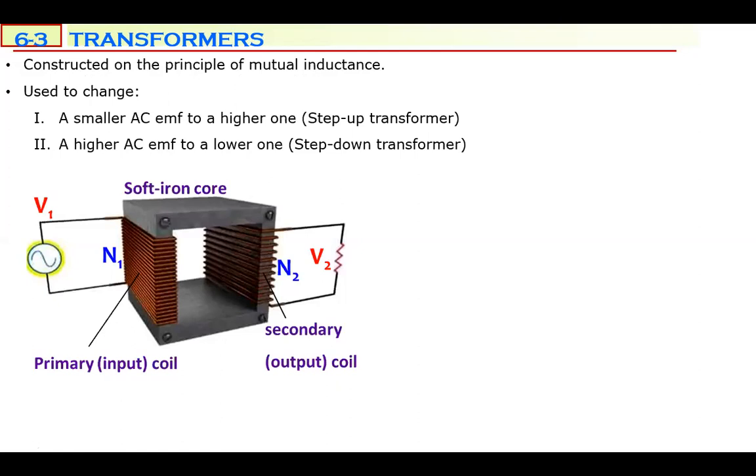Transformers are a very important device which is used to change a smaller AC EMF to a higher one, or a higher AC EMF to a lower one. The second one is very popular. We are using this in our houses. For example, your cell phone charger needs 1.5 volt, but if you attach this cell phone to 220, it's going to burn. That's why we should first change this 220 volt, which is higher AC, to a lower one, which is 1.5. So by using what device? Transformers. Transformers are used for that in our life.